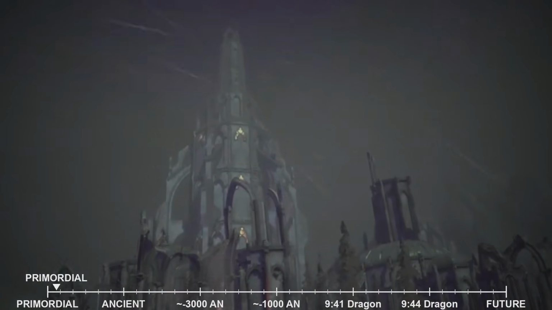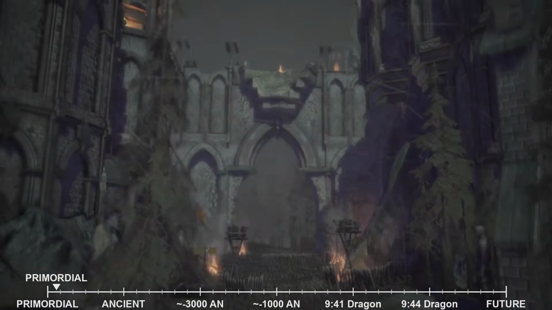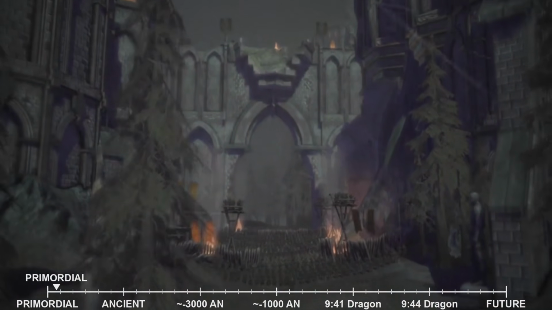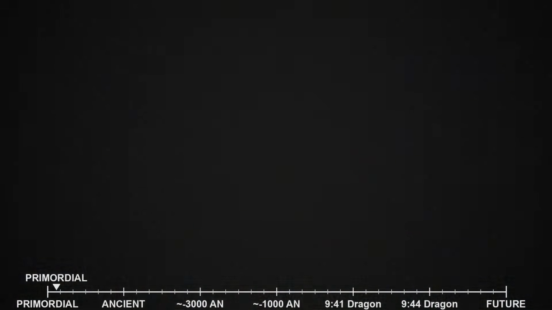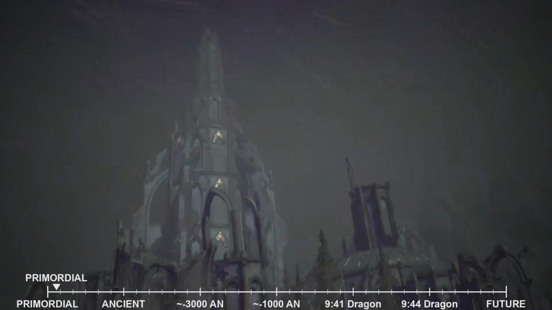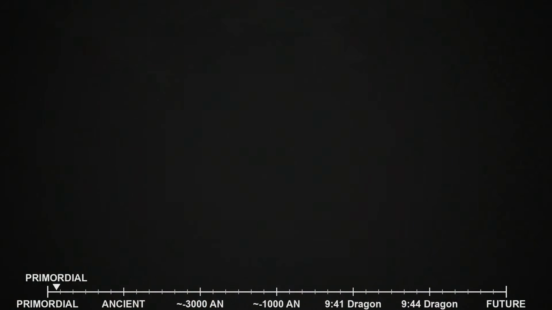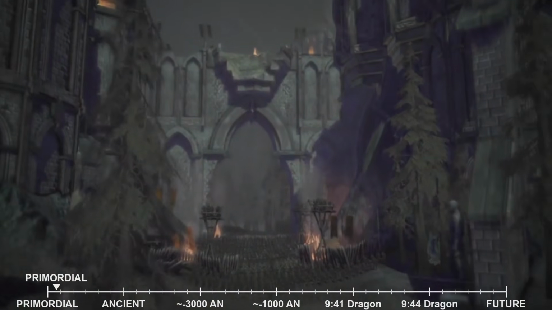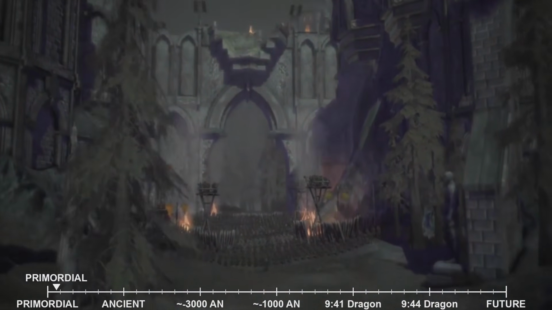As always, throughout the video, there will be a timeline animation at the bottom of the screen, so you can easily follow along and understand exactly when each event takes place, which is especially important in a franchise like Dragon Age, where the history spans thousands of years and multiple overlapping calendars and naming conventions that can get confusing if you're not keeping track of where you are in the chronology.